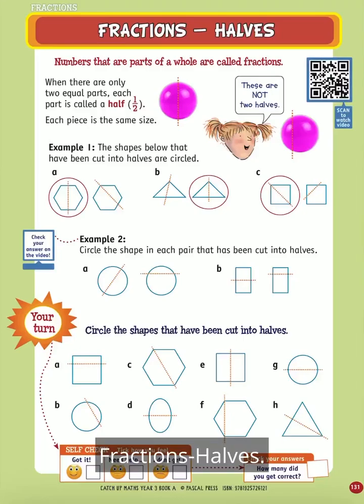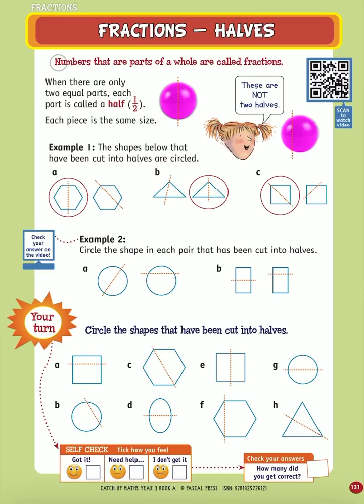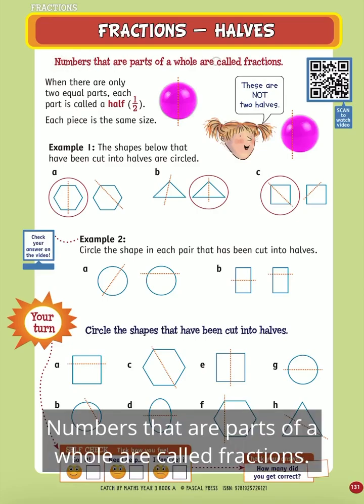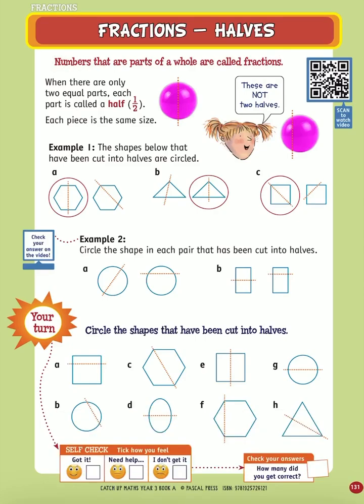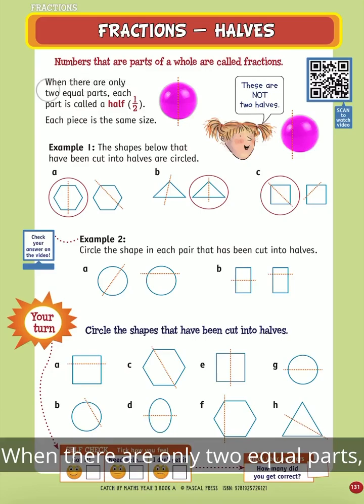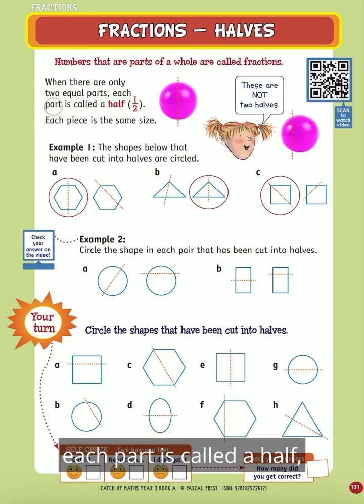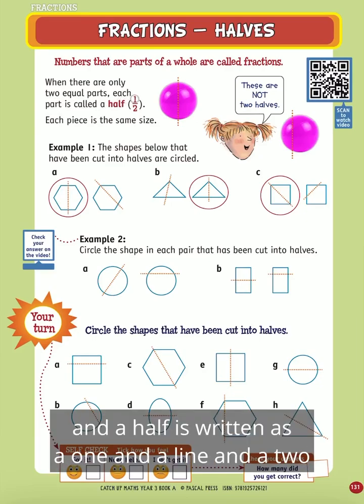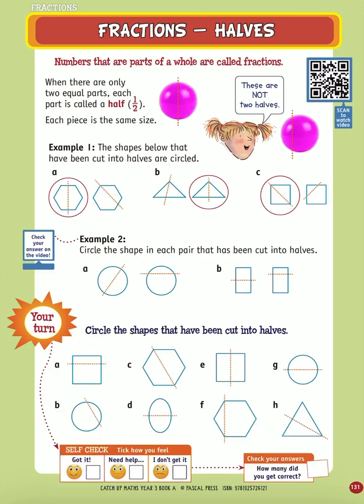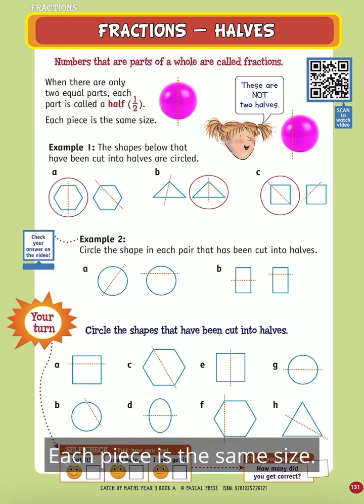Fractions. Halves. Numbers that are parts of a whole are called fractions. When there are only two equal parts, each part is called a half. And a half is written as a 1 and a line and a 2, or 1 over 2. Each piece is the same size.